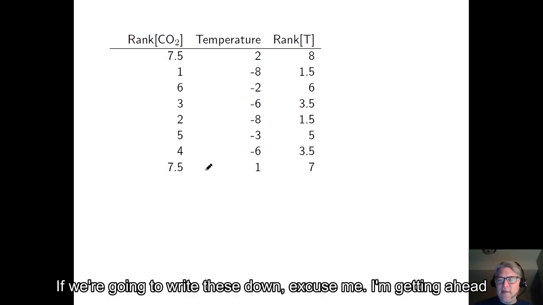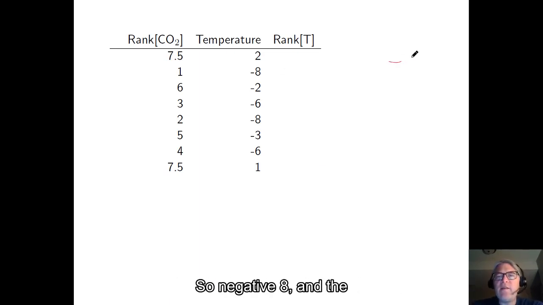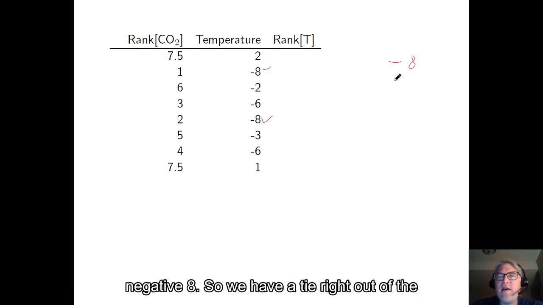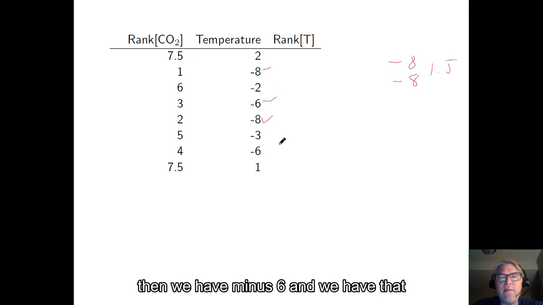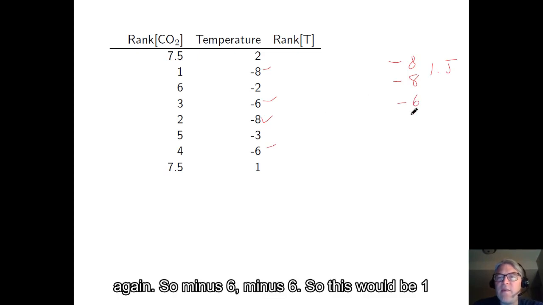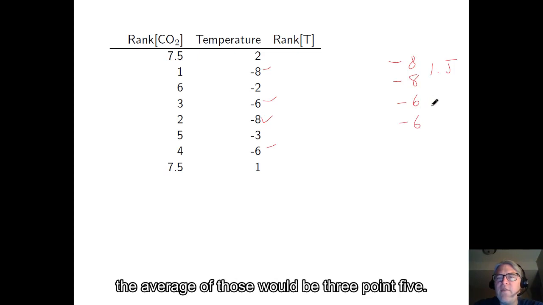If we were going to write these down, excuse me, I went ahead too far. The lowest one is -8, so -8. And the next lowest one is also -8. So we have a tie right out of the gate, so 1 and 2. So they would get ranks of 1.5. Then we have -6, and we have that again, so -6, -6. So this would be 3 and 4. The average of those would be 3.5.